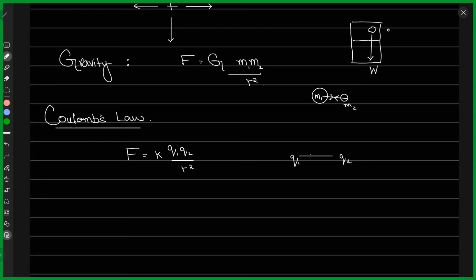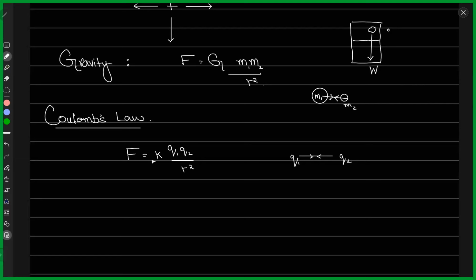So there are these two charges, Q1 and Q2. Now, instead of the force depending on the mass of these bodies, it depends on another property that is called the charge of these bodies. But it still varies exactly as the inverse of the square of the distance between these two charges. And then there is also another constant associated to this equation, which I'm calling K.